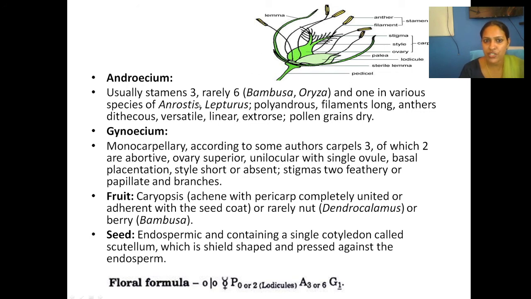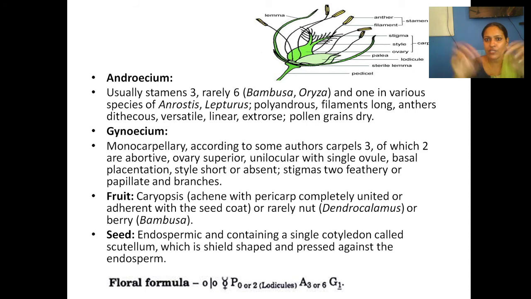And what about androecium? Trimerous condition, no? So 3 stamens can be seen, and sometimes rarely 6 for Bambusa plant. Then other characters are almost same, that is dithecous, versatile. Long filament is there. In Arecaceae you could see only short filament. Here you could see long filament is there. Gynoecium is monocarpellary, since because it is tricarpellary, 2 are abortive and 1 is only alive, and it is having basal placentation. So we are saying it as monocarpellary only.